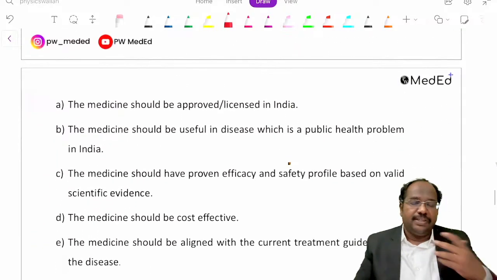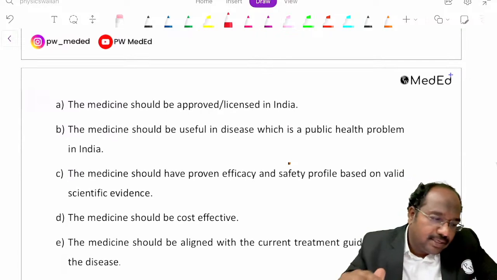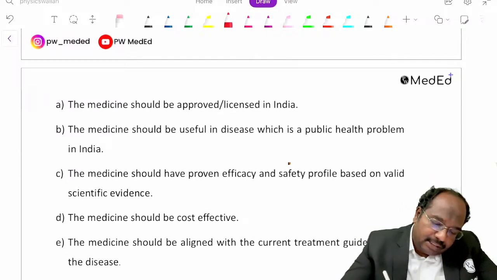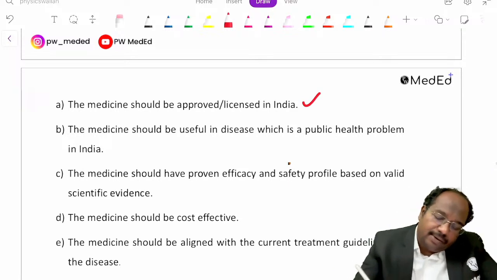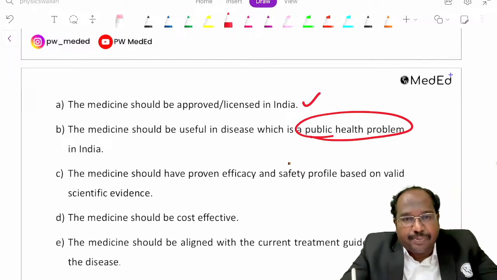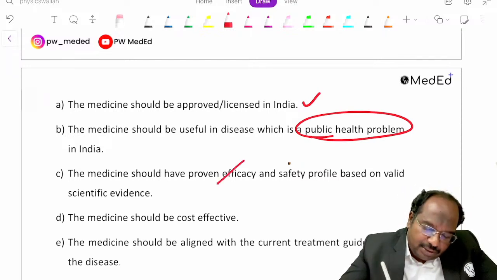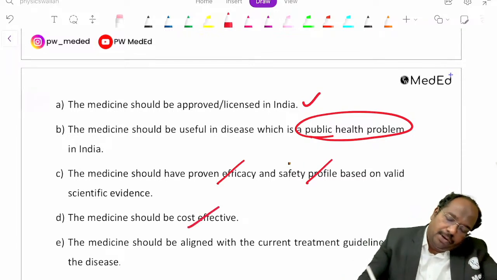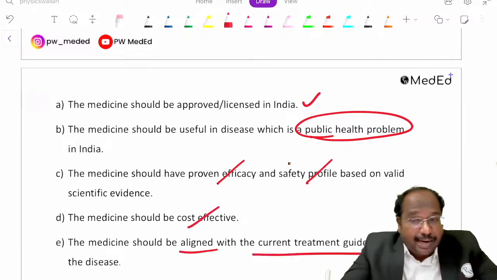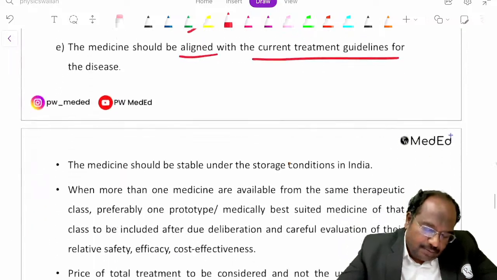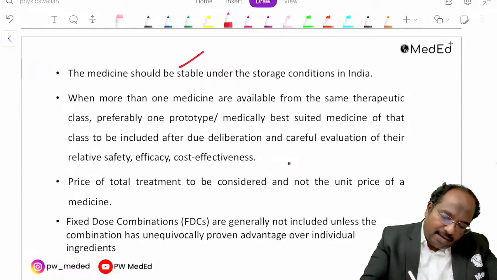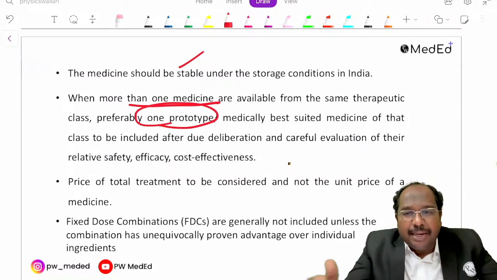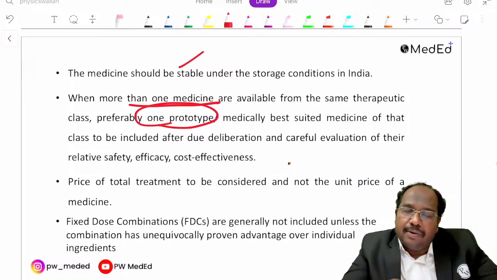Whichever drug is in that essential drug list, it has to be approved and licensed in India. That is right. It should be for whatever disease of public health importance. Proven safety has to be there, efficacy has to be there, cost effective. It should be aligned with the current treatment guidelines. Whatever drug we include in the essential drug list should fulfill all these criteria. It should be stable. When more than one medicine is available, one prototype drug will be taken, so out of multiple drugs one prototype drug will be included in the list.